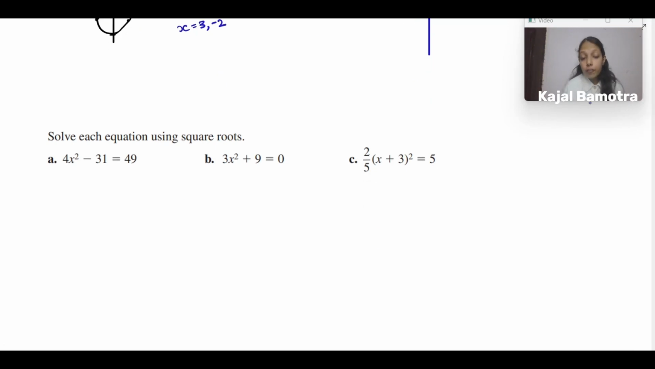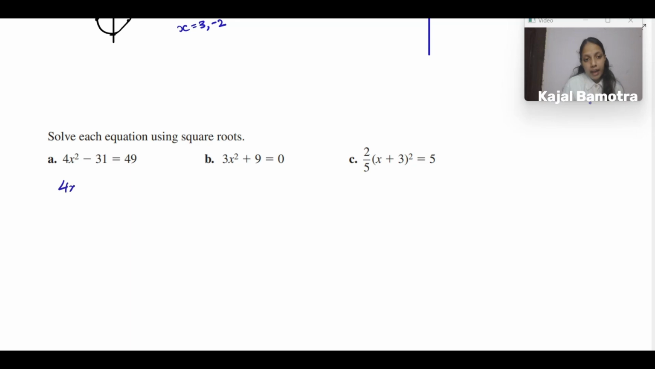Next is to solve each equation using the square root. Square root means we will try to take the square root on both sides. While taking the square root, you have to keep one thing in mind. Only one term should be there with the square term, no addition or multiplication. And when you take the square root on both sides, there will be two answers, one positive and one negative.